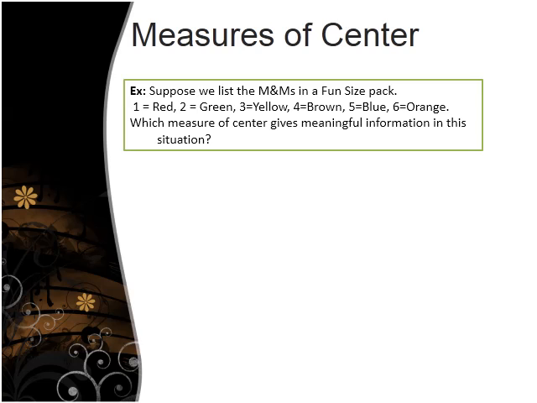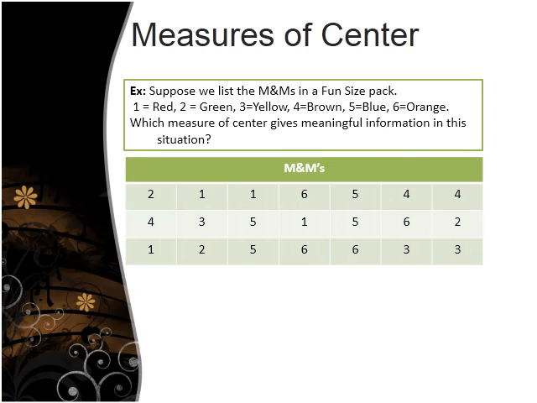Here's a tricky example. Suppose we list the M&Ms in a fun size pack. 1 is going to represent red, 2 is going to represent green, 3 is going to represent yellow, 4 brown, 5 blue, 6 orange. Which measure of center gives meaningful information in this situation?